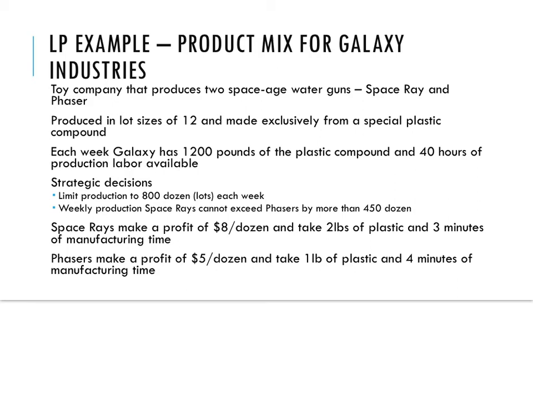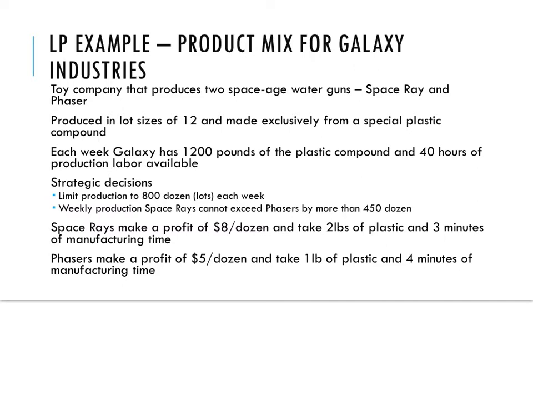So let's look at another example. This is again another product mix example, and it's for Galaxy Industries. It's a toy company that produces two space-age water guns, a space ray and a phaser. We're producing them in lot sizes of 12, so a dozen, and we are making it exclusively from a special plastic compound. Each week, Galaxy Industries has 1,200 pounds of the plastic compound and 40 hours of production labor available.